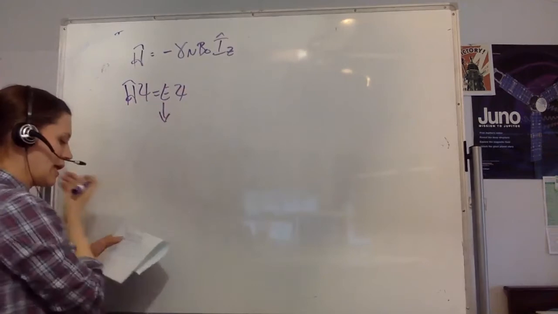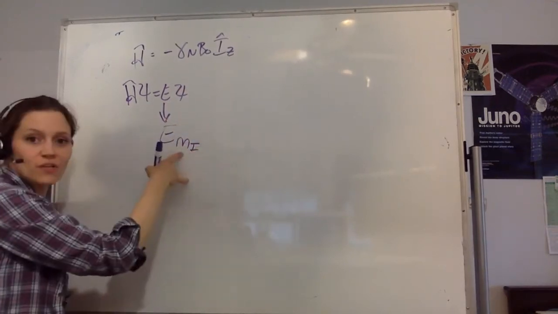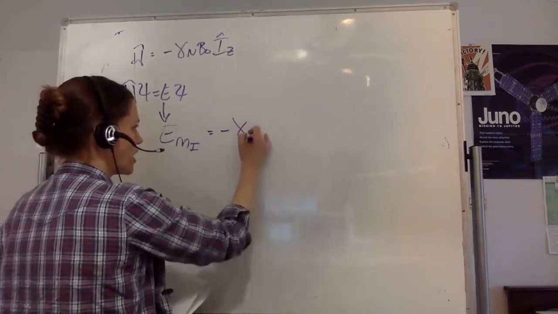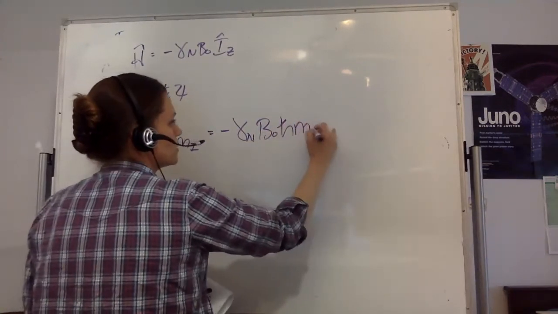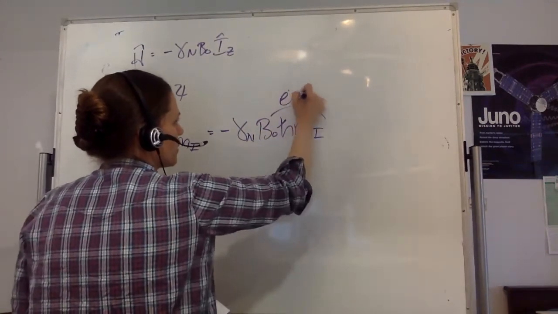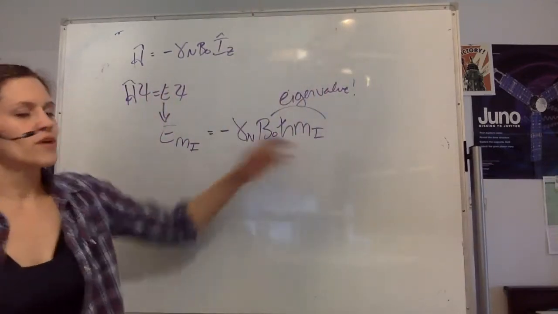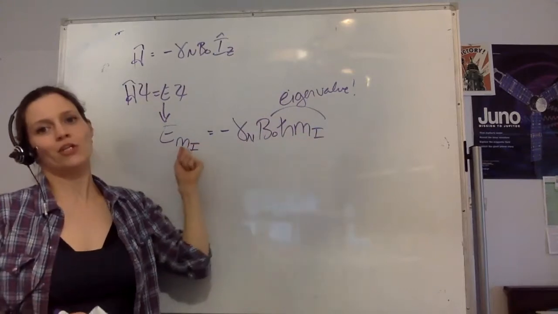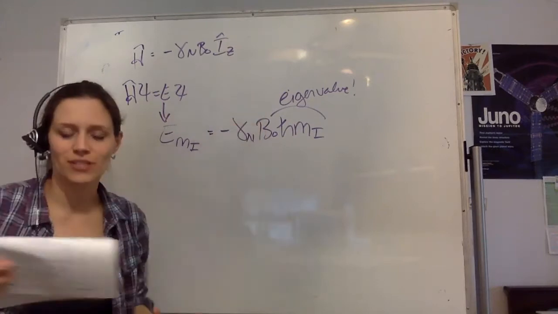Okay, so H psi equals E psi. From there, we get an energy, specifically with the quantum number m sub I, that is going to equal minus gyromagnetic ratio, B0, h bar, because it's quantized, m sub I, where this is your eigenvalue. So we've got quantized energy states associated with the spin intrinsic angular momentum of the nuclei.